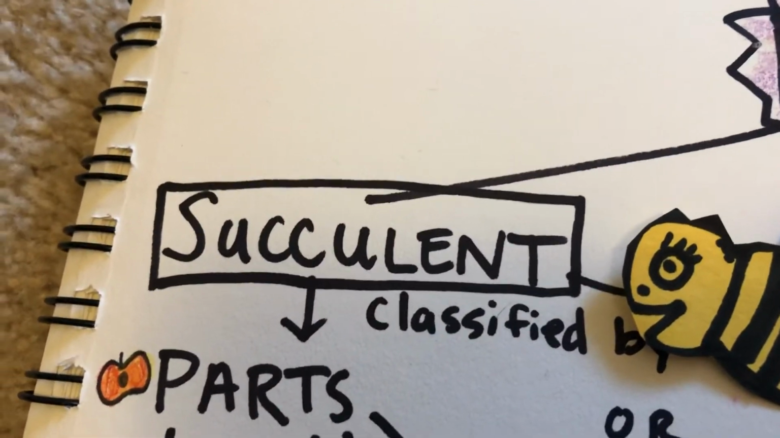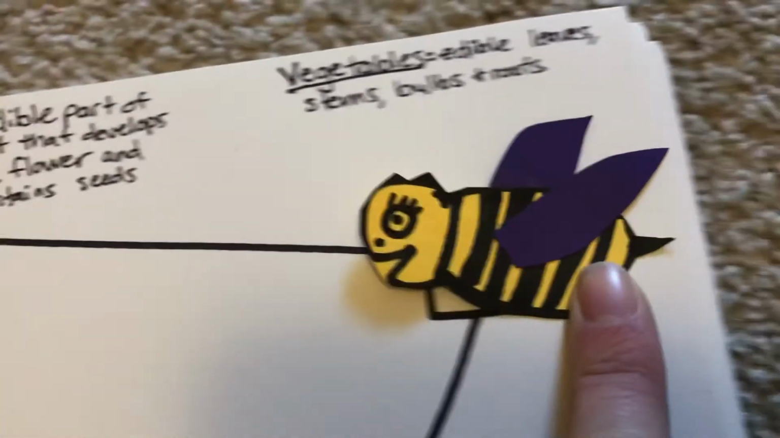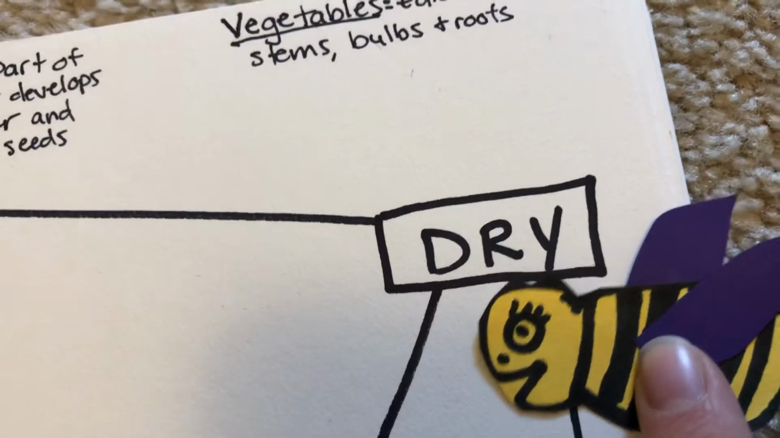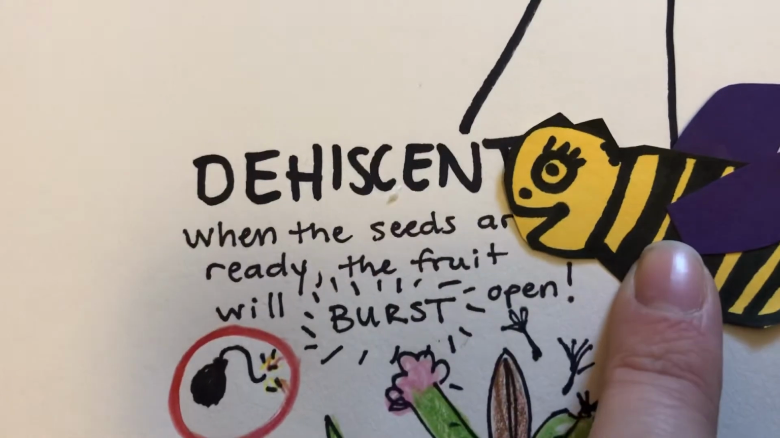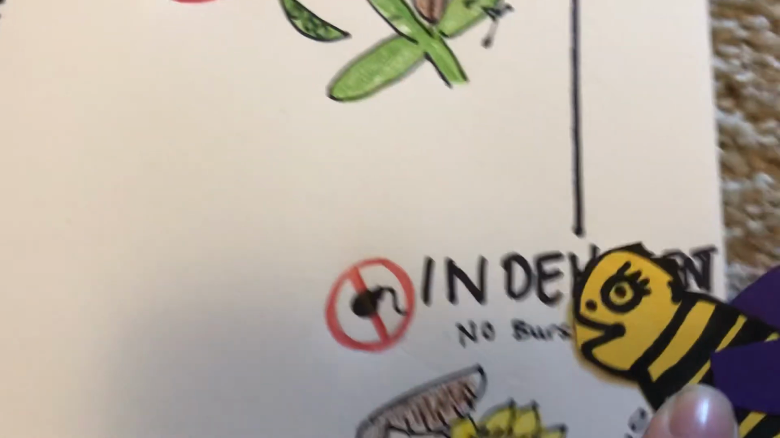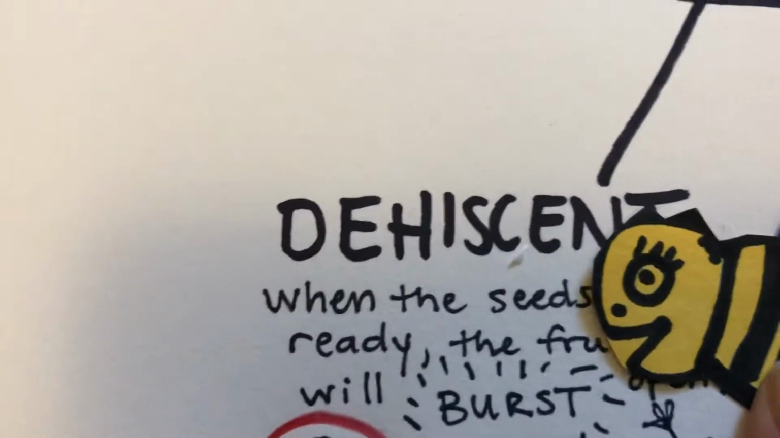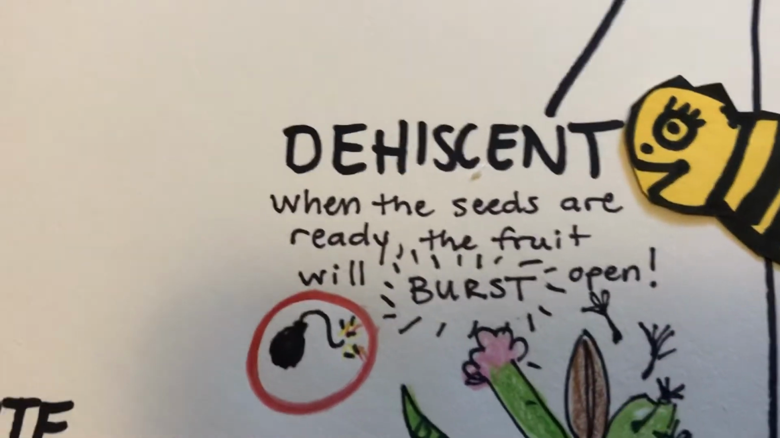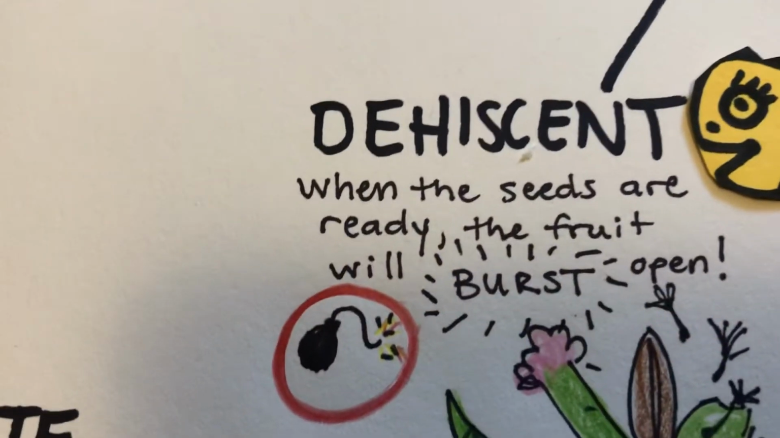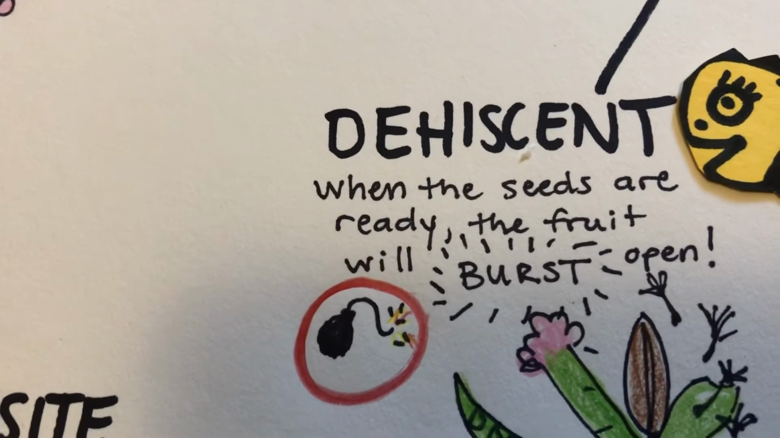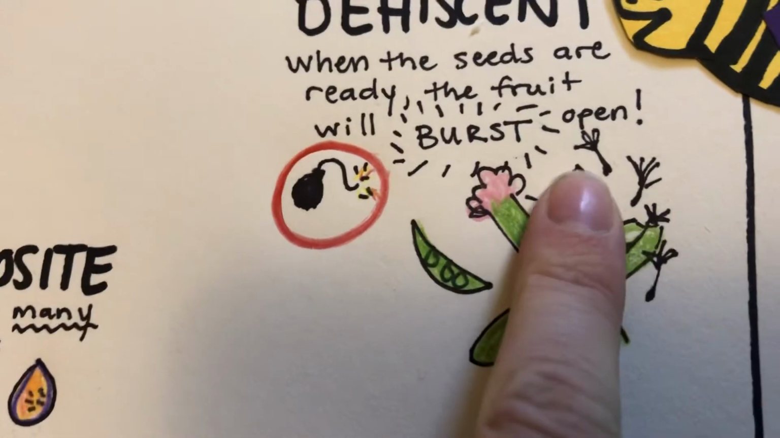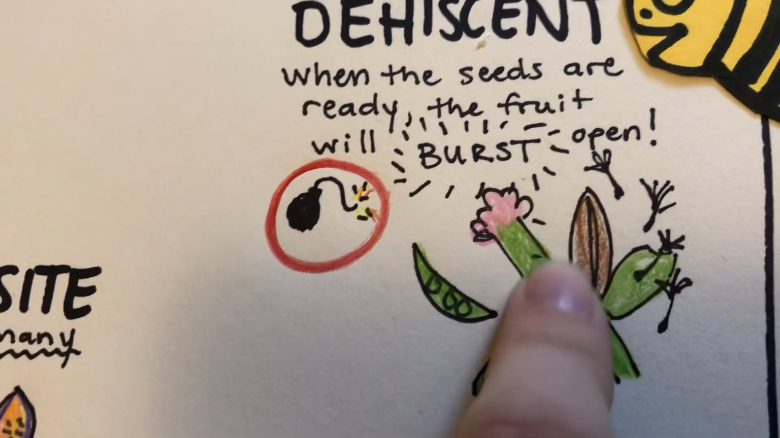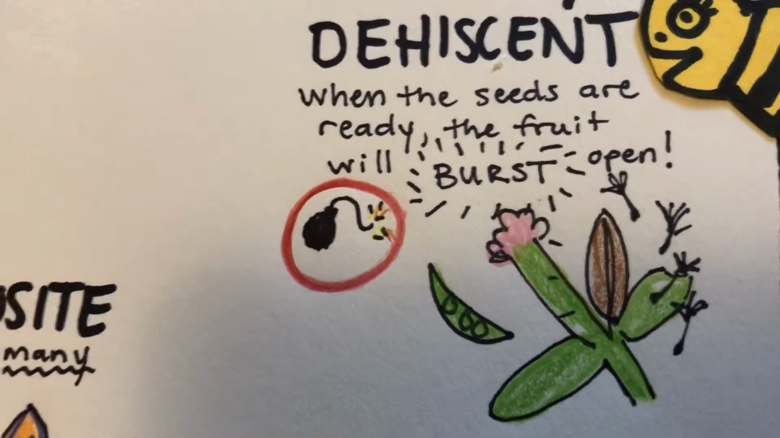So those are our succulent fruits. Let's take a look at our dry fruits. Now, we have the dehiscent fruits and indehiscent fruits. So the dehiscent dry fruits are when the seeds are ready, the fruit will literally burst open. So some examples of that are milkweed. The pods of a milkweed are actually the fruit of the milkweed.